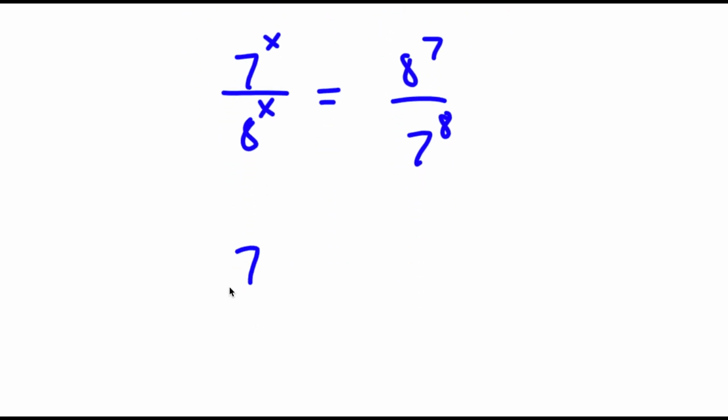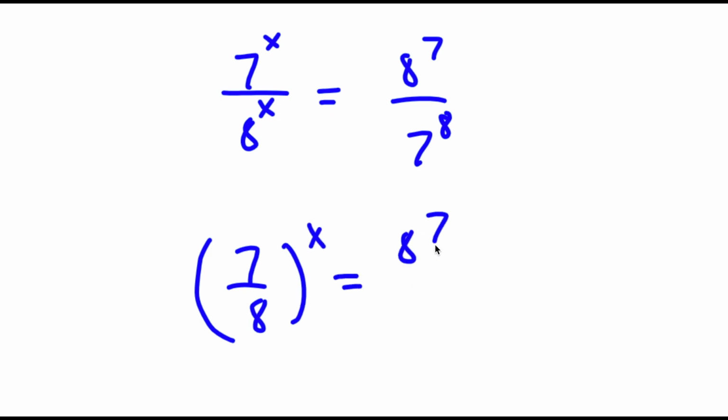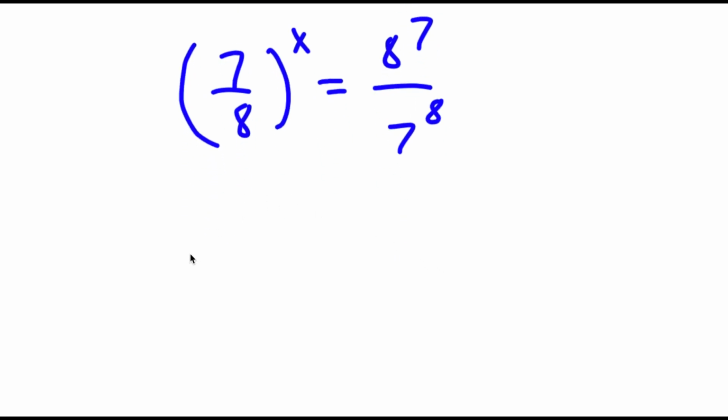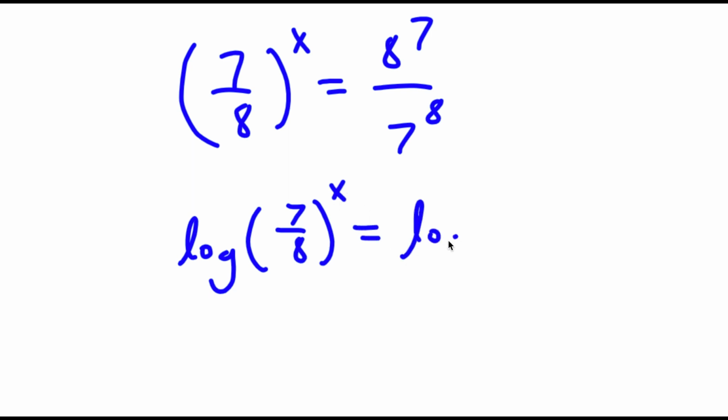Now this is the same thing as (7/8) to the power of x is equal to 8 to the power of 7 over 7 to the power of 8. And now I'm going to take the log on both sides. So now I have log of (7/8) to the power of x is equal to log of 8 to the power of 7 over 7 to the power of 8.